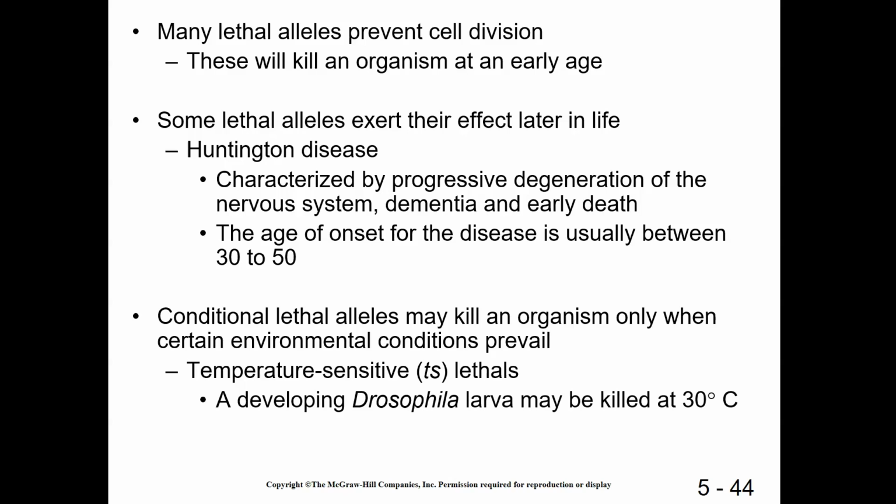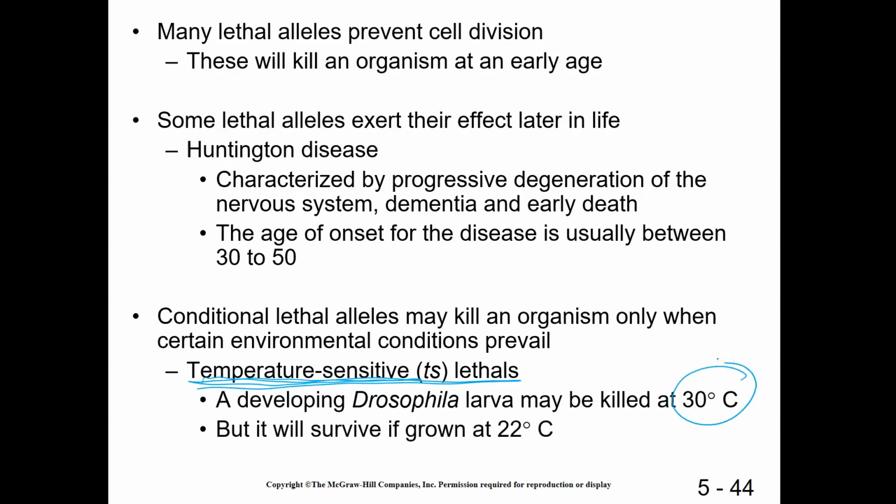Huntington's disease, as it progresses, is lethal, and it's lethal because it exerts an effect on neurons later in life. We also have conditional alleles that kill the organism when environmental conditions change. One of these is a temperature-sensitive condition. Now, we do have a little bit of this in humans, but our temperature has to go really high before we become temperature sensitive. That would be like heat stroke. In developing Drosophila, most of them can be killed at 30 degrees Celsius.